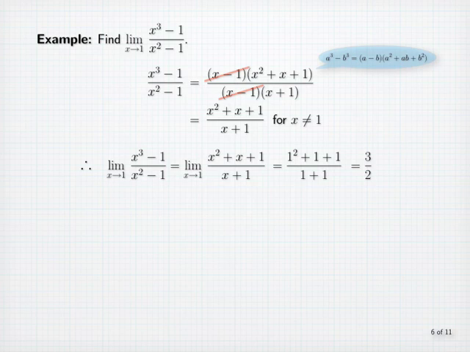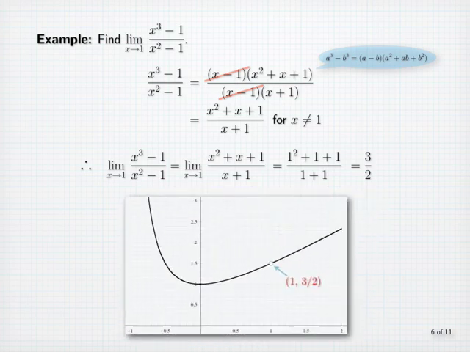This is the graph of the function. Notice that there's a hole in the graph at the point 1, 3/2. This is because the function is undefined at 1, and its limit as x approaches 1 is 3/2.